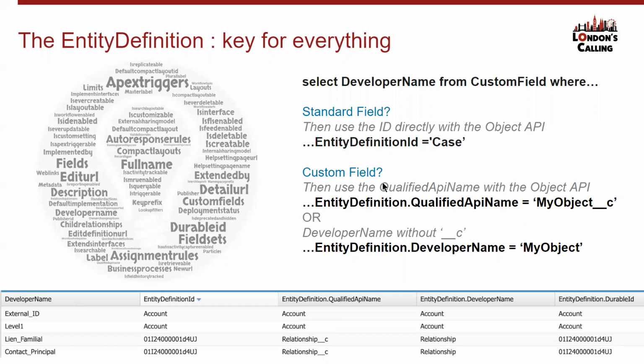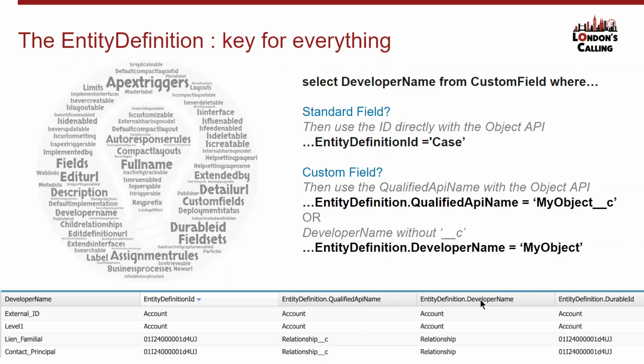That's a good question. I don't work with managed packages, but I think the qualified API name, the durable ID and the developer name will not display the namespace. The only way you can see the namespace is with the full name. Only the full name should be able to contain it.